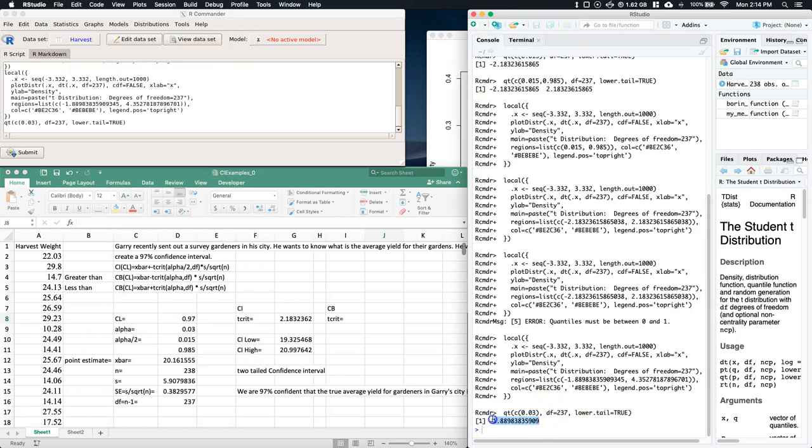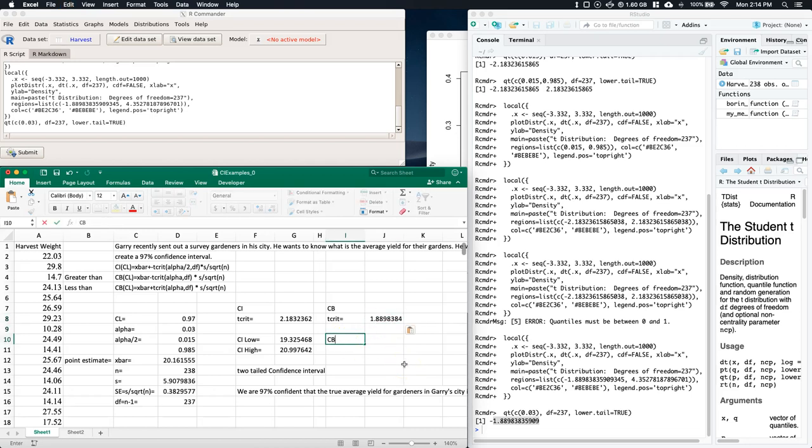Come over here. We're going to copy this critical. I'm ignoring the minus sign because I'll deal with the sign in the actual equation. This is just how many standard deviations I need to be. Okay, so now this is my confidence bound. And this is a lower end. And for this lower, it's going to be equal to, let's just follow this equation, because this is the guy that we actually need right now.